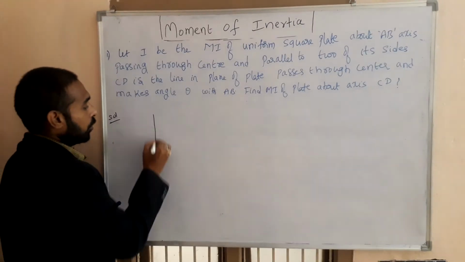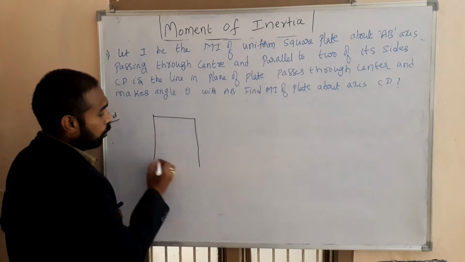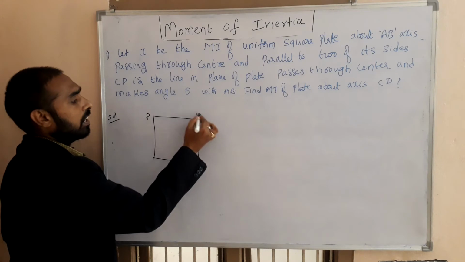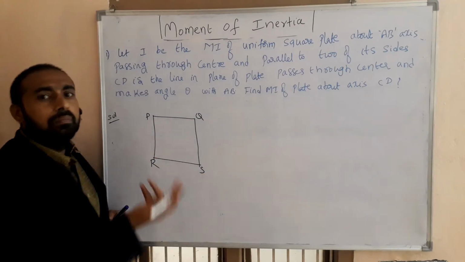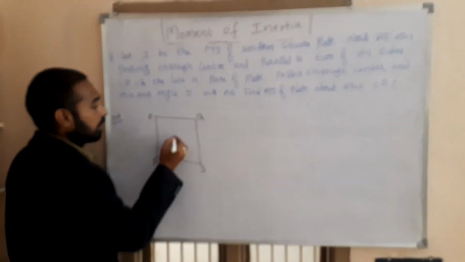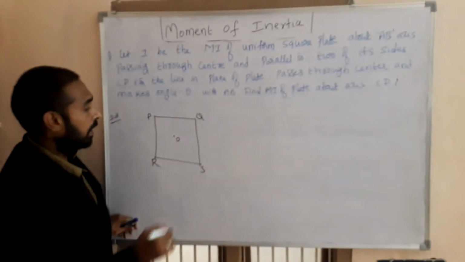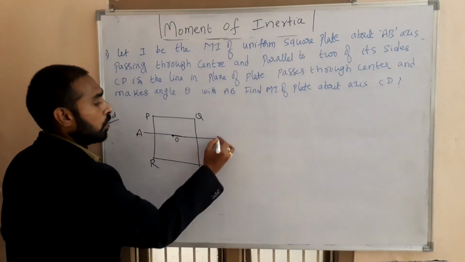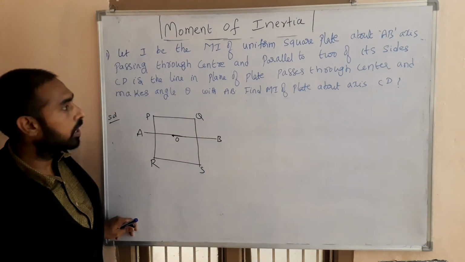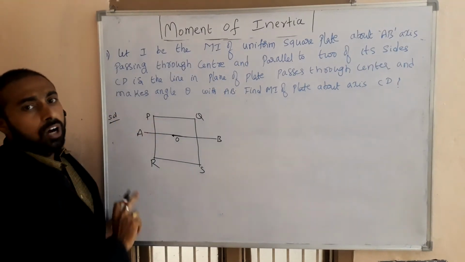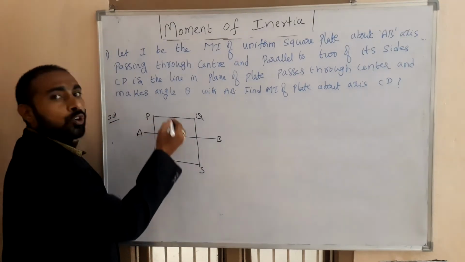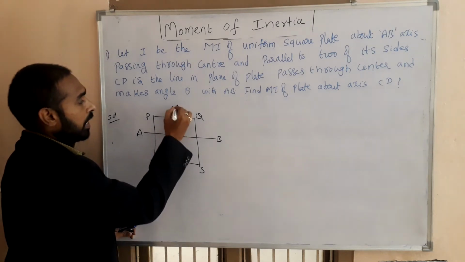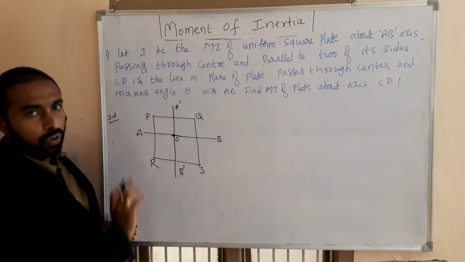So I would like to draw a uniform square plate here. You can just give the name PQRS. Mass is M and side length is L. This is the center of the uniform square plate. I would like to draw an axis AB that is passing through the center. Now I would like to draw a normal to this, A dash B dash, that is also passing through center O.